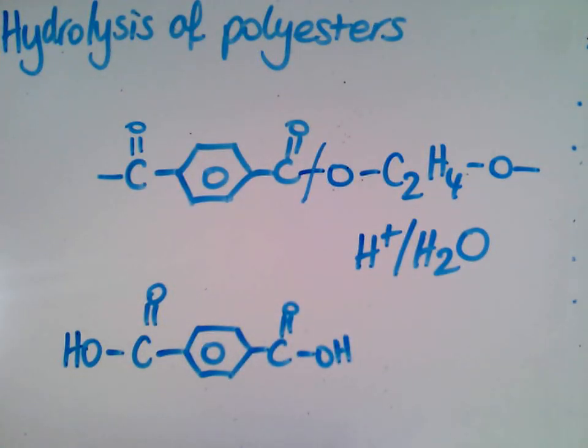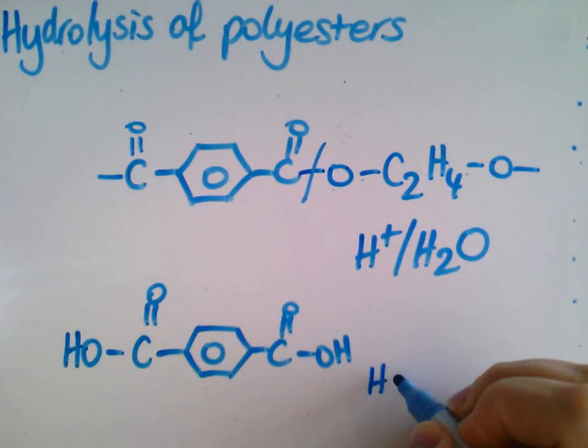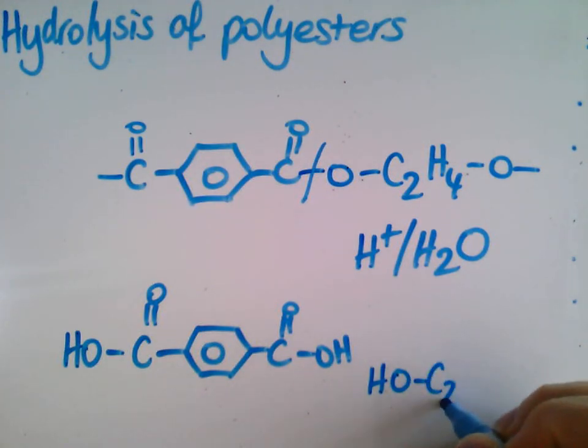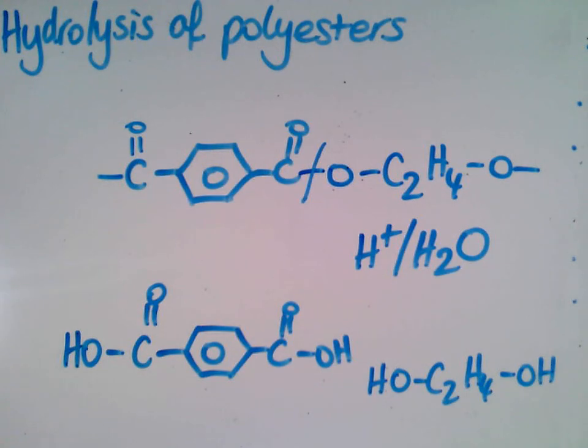So if I have one of each of these molecules produced, then I will have needed 2 moles of water to create this process. So this is the acid hydrolysis of an ester linkage, and we're going to use hot aqueous acid to carry this out.